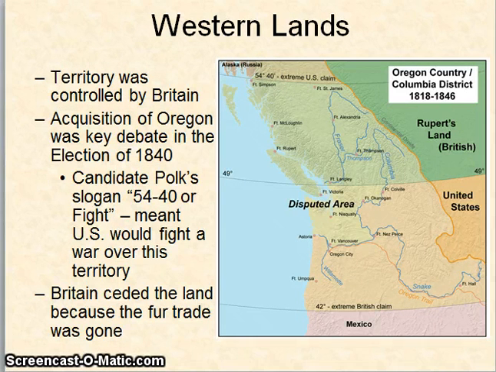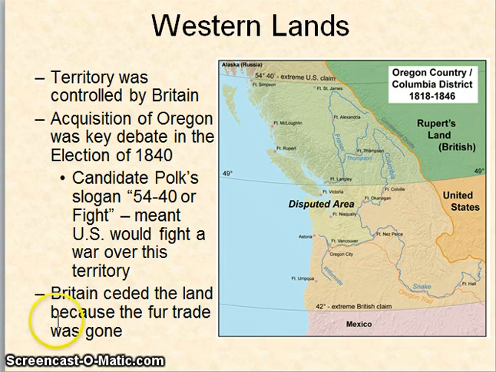So the territory in the Oregon area is being controlled by Britain, and Britain really wants to keep the land because at the moment it's lucrative, that means it's a wealthy area. But as time goes on, it becomes less lucrative, less of a wealthy region for them. They were actually using this for the fur trade, and the fur trade was a big income for Britain. And so what ends up happening is the fur trade starts to decline.